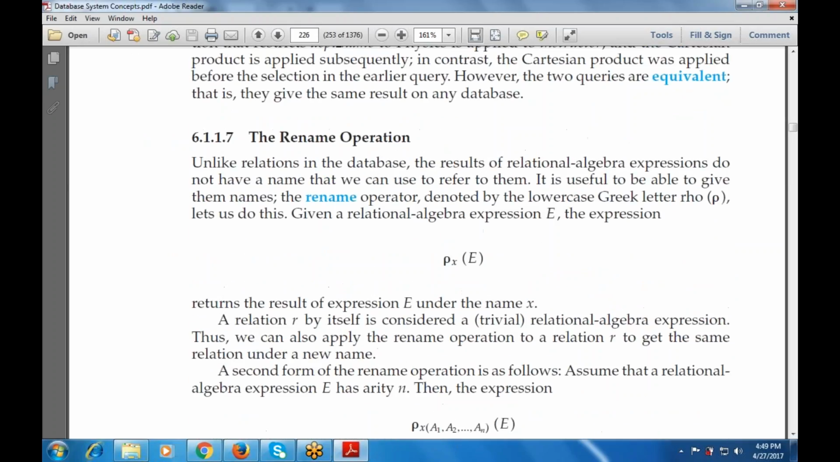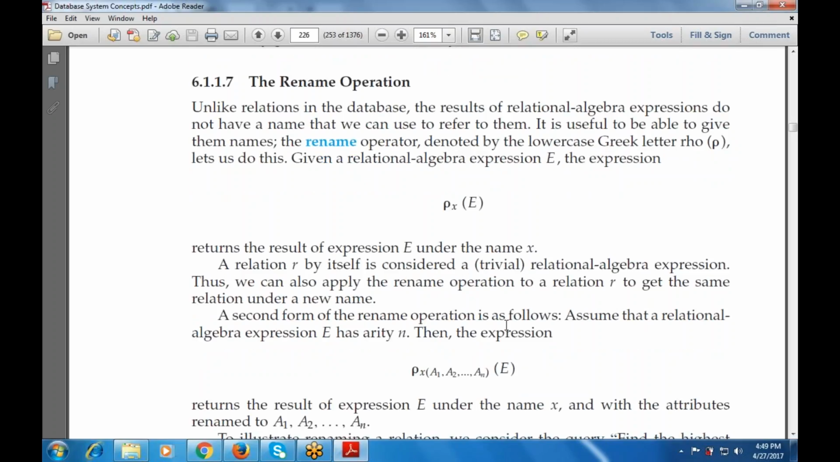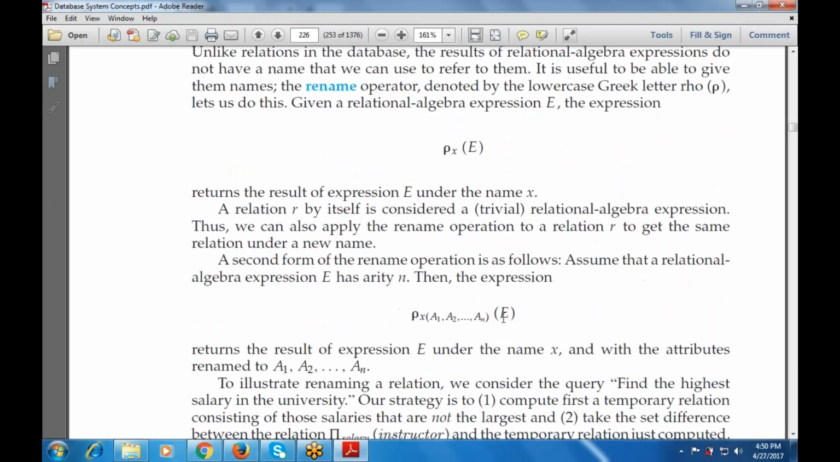Next is the rename operation. Rename is denoted by rho, and it gives the result of expression E under the name X. The relation R by itself is considered a trivial relational algebra expression. Therefore, we can also apply the rename operation to R to get the same relation under a new name. The second form of the rename operation is as follows. Assume that a relational algebra expression E has arity n. Therefore, the expression rho X(A1, A2, ..., An)(E) returns the result of expression E under the name X, with attributes renamed to A1, A2 till An.